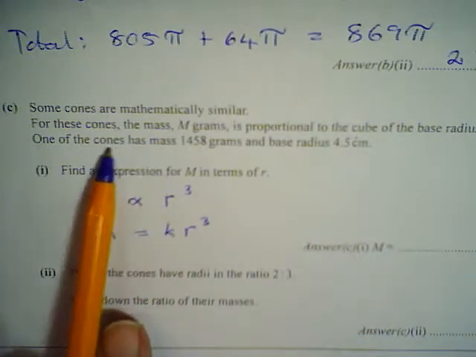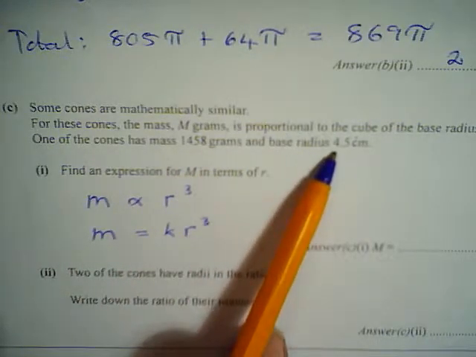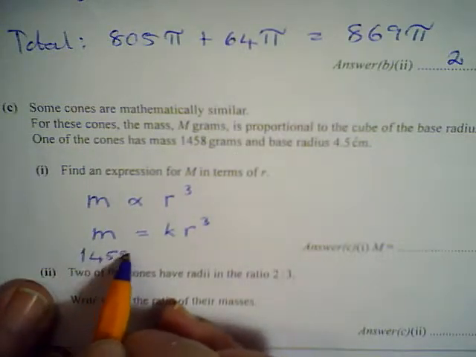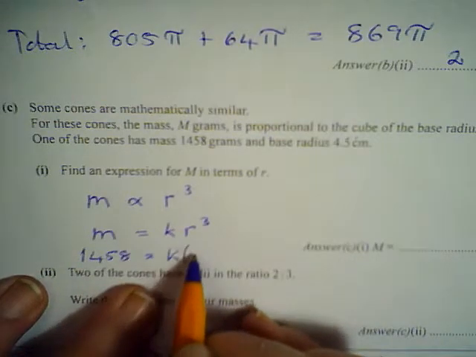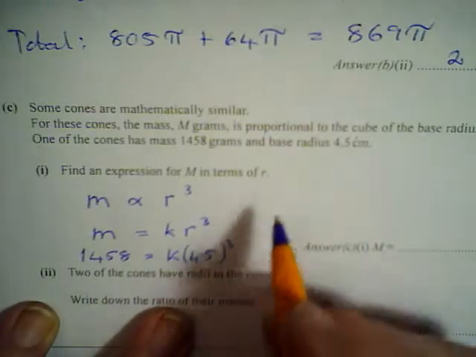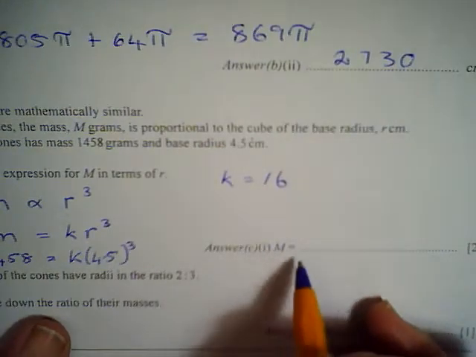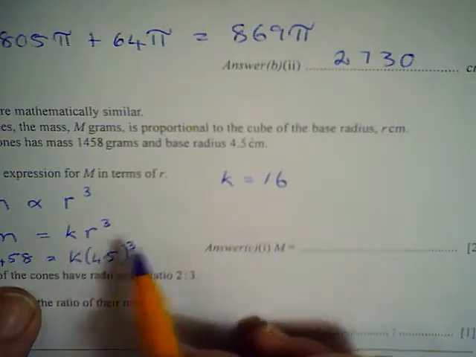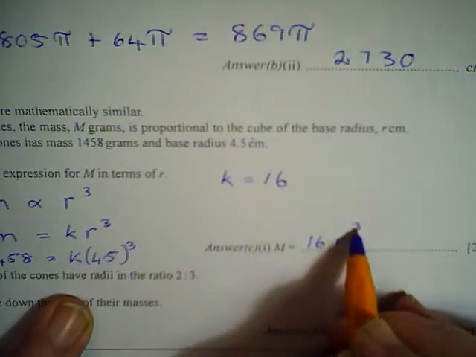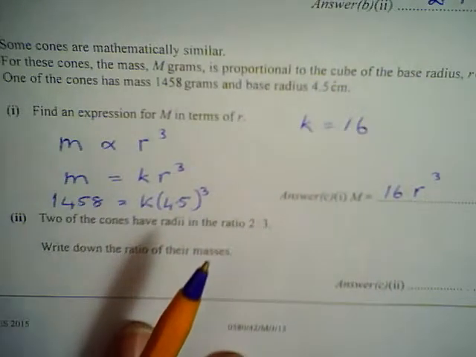Find an expression. Okay, so they say one cone has a mass of 1458 and a base radius of 4.5. So 1458 equals k times 4.5 cubed, and then we can solve for k equals 16. I can rewrite that expression in terms of m as a general expression in terms of r. So m equals 16r cubed. Okay, good. So let's move to the last little bit of this page.